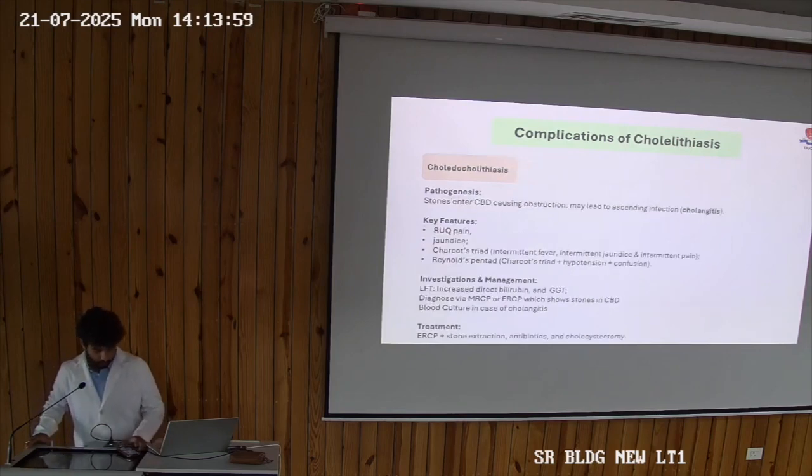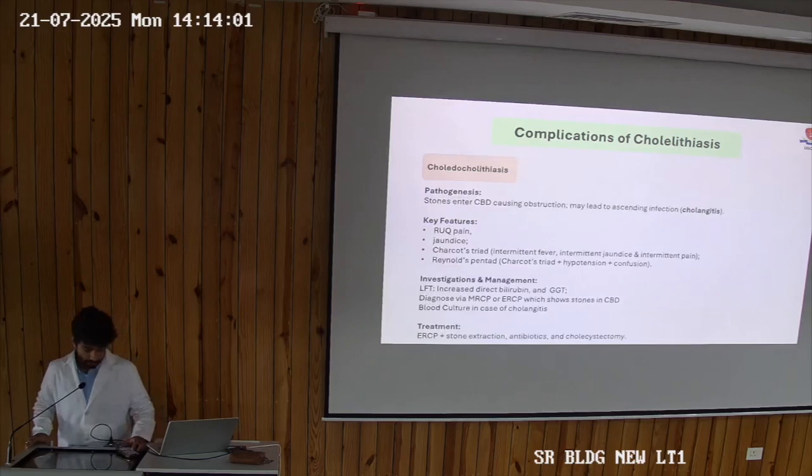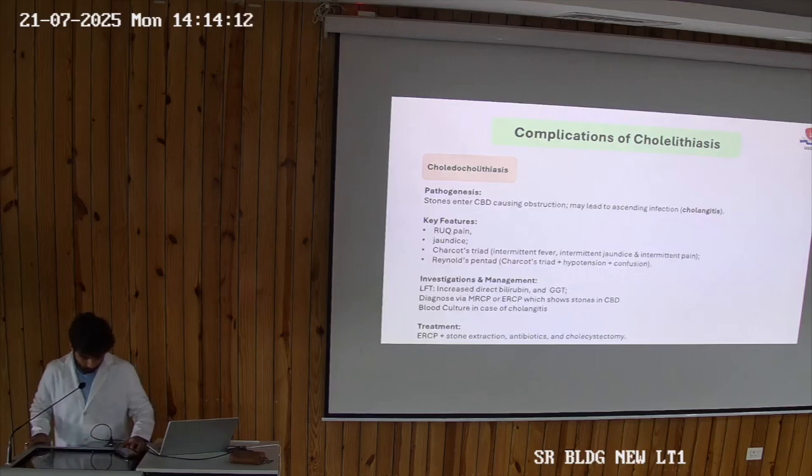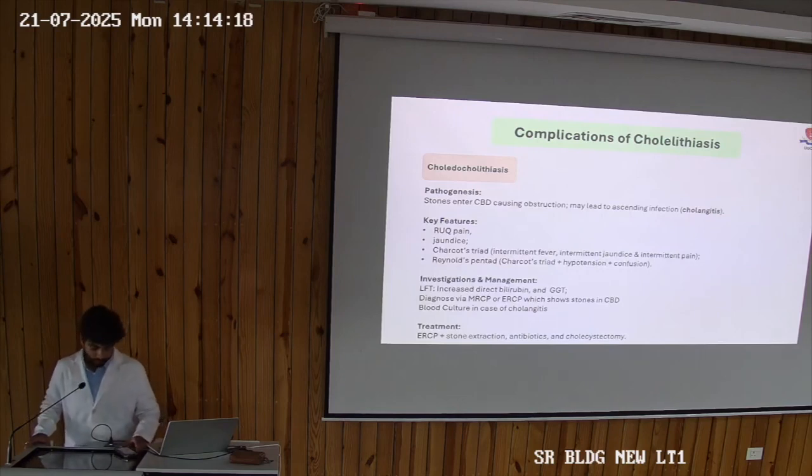A complication involving the biliary tree is choledocholithiasis. This condition arises when the gallstones migrate into the common bile duct, causing biliary obstruction and may also potentially lead to ascending cholangitis if an infection supervenes. Clinical presentation includes the right upper quadrant pain, jaundice, and the classical Charcot's triad of intermittent fever, intermittent pain, and intermittent jaundice.